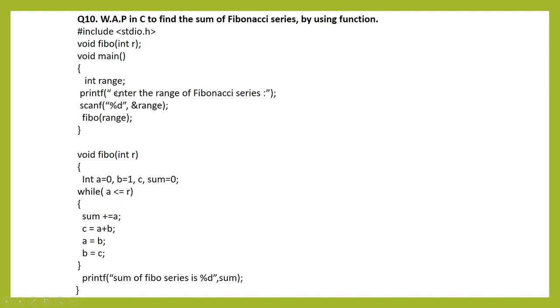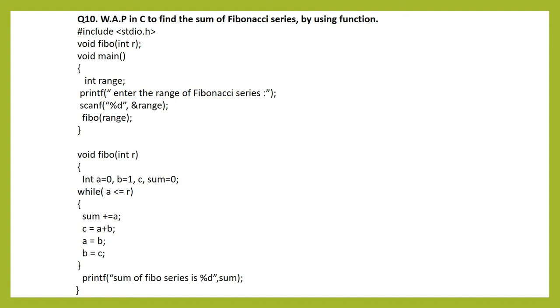Now in void main the range is there, because we are asking the range. Depending upon the range, the series is to be printed and its sum found. So the range value we have to accept, so that the range value should be passed inside your Fibo function. And this range value is passed to where? To the R.